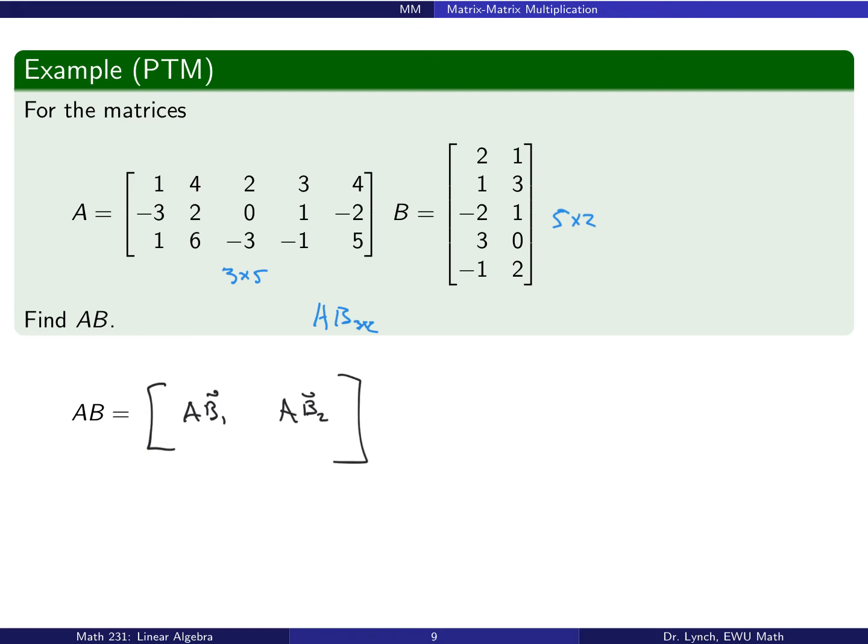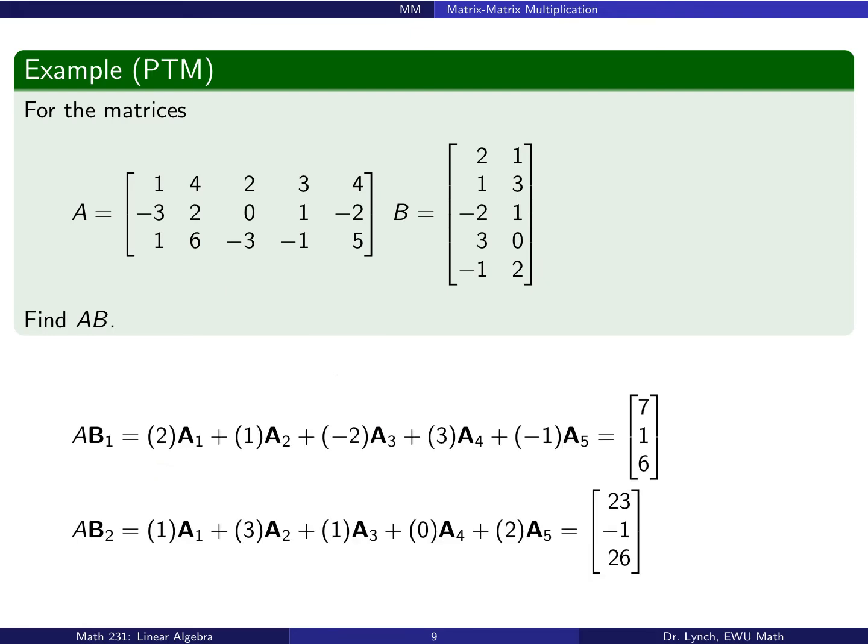When you go ahead and write this down, we already computed AB1, that was what we did earlier. AB2 is similar. It turns out you get 23, minus 12, 6. When you put those in a matrix, that is the product. So again, the first column of AB is A times the first column of B, and the second column of AB is A times the second column of B. We see here that product where the first column is 7, 16 and the second column is 23, minus 12, 6.